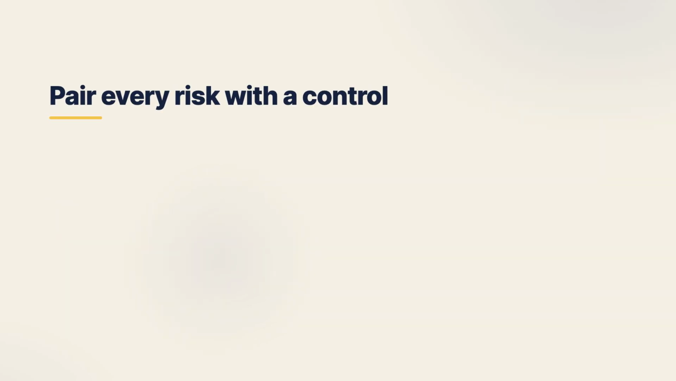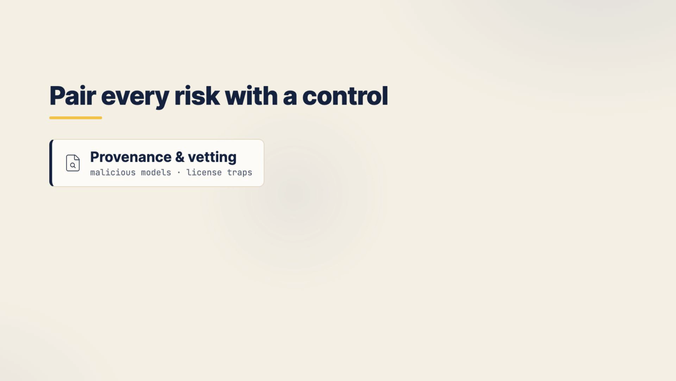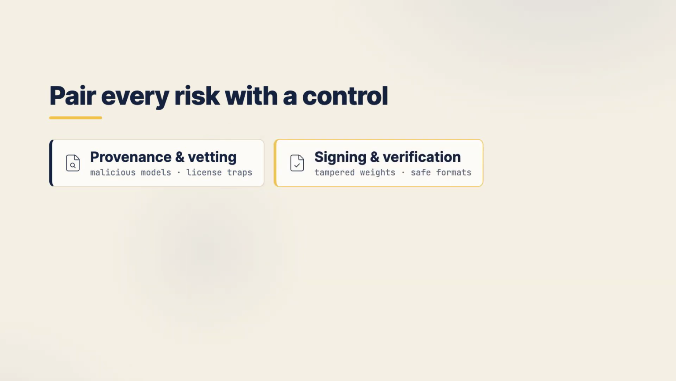Now let's pair every risk with a control, because that's the rule of this series, and the supply chain makes it clean. Provenance and vetting answer malicious models and license traps. Pull from trusted, authenticated sources. Review the model card, the license, and the publisher, and prefer models with a documented lineage. Signing and verification answer tampered weights. Verify cryptographic signatures and checksums before you load anything, and prefer safe serialization formats that don't execute code on load. Don't trust a file just because the download finished.